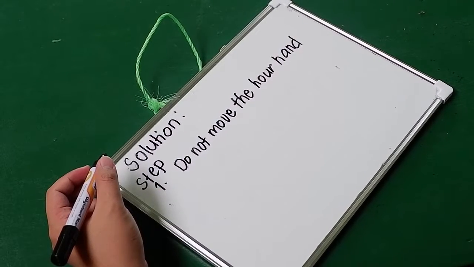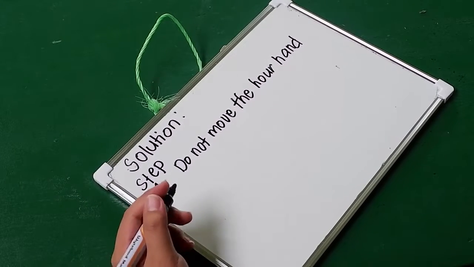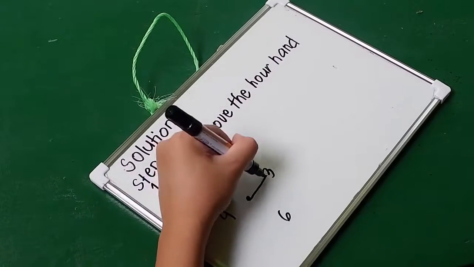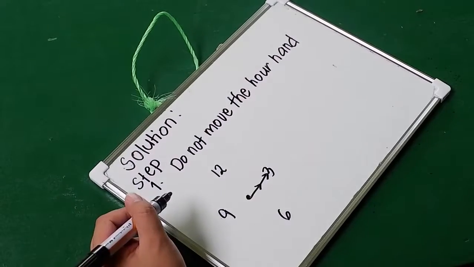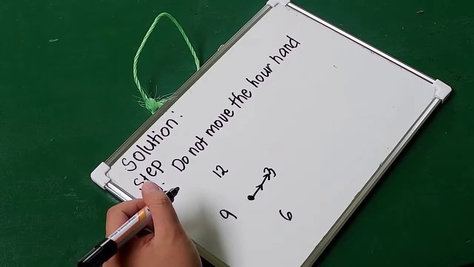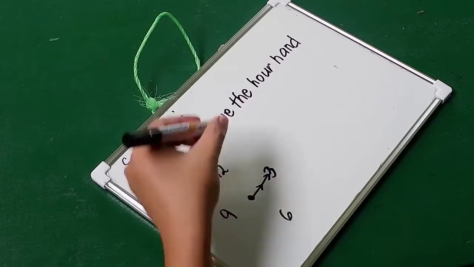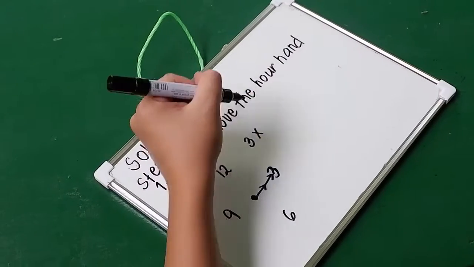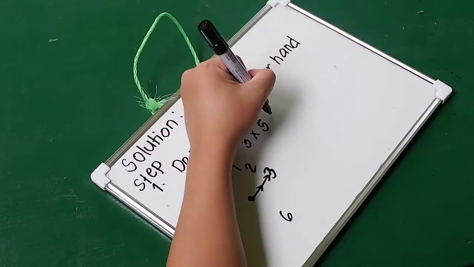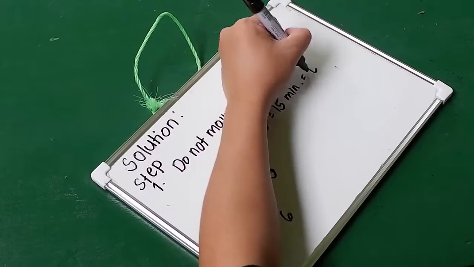Our problem a while ago says, what time after 3 o'clock will the minute and the hour hand of the clock be together for the first time. So we do not move the hour hand, so it stays here at number 3, and the minute hand is at number 3 also. So we're going to count here. Since it's 3, and we all know that per number there are 5 minutes, we multiply it by 5 and the result is 15 minutes. So that's the value of our t.